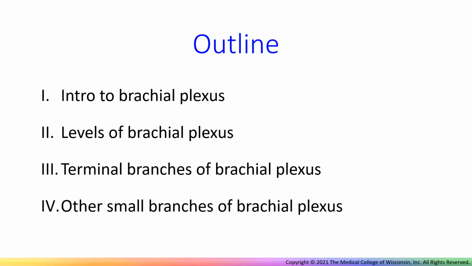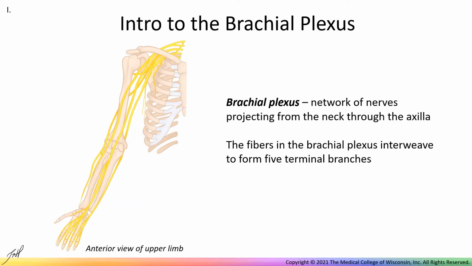Here's an outline of the topics we will discuss in this video. The Roman numerals here correspond to the Roman numerals in the upper left-hand corner of each slide. In the upper limb, motor and sensory innervation is taken care of by the brachial plexus. Brachial refers to the arm, and a plexus means a network. The brachial plexus begins in the neck from the level of the cervical spine and moves through the axilla into the upper limb. These nerves then weave together and finally form 5 terminal branches, which are responsible for motor and sensory innervation of the whole upper limb.